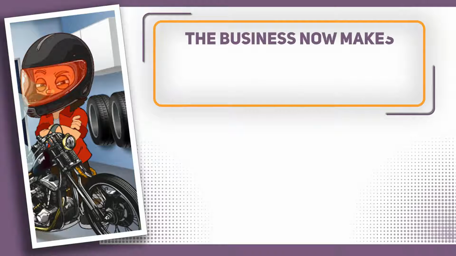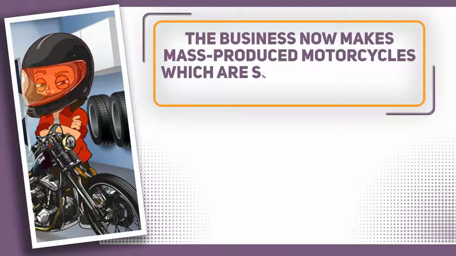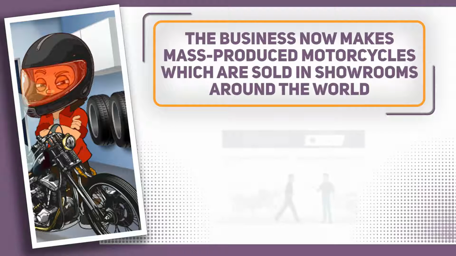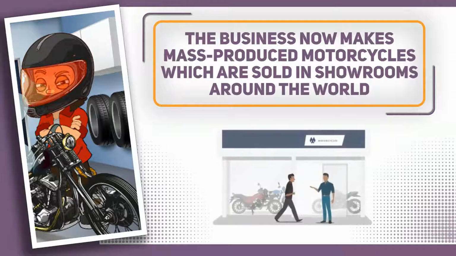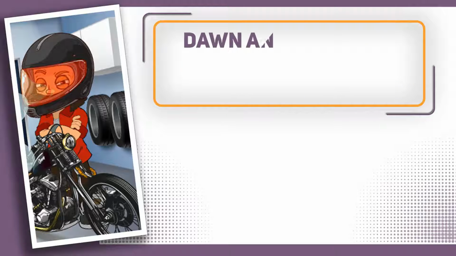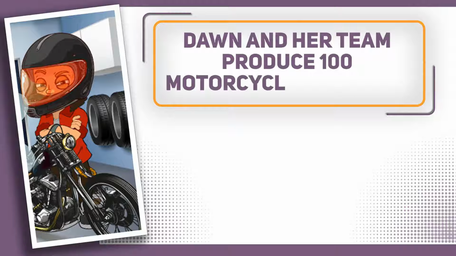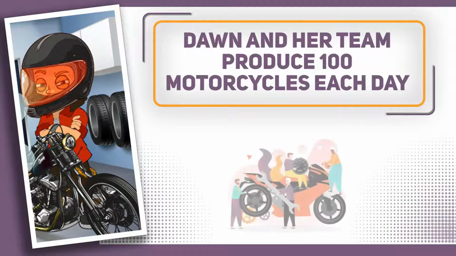The business now makes mass-produced motorcycles which are sold in showrooms around the world. All motorcycles are made to the same high standard in the same factory based in Stoke-on-Trent. Believe it or not, Dawn and her team produce 100 motorcycles each day. As you can imagine, building a bike to this standard is a pretty full-on process, and the team at Tough Steel would be unlikely to produce this many bikes if they were not operating a flow production line.